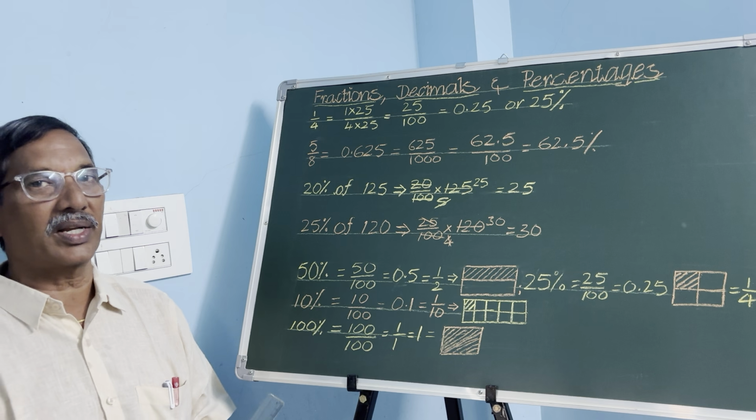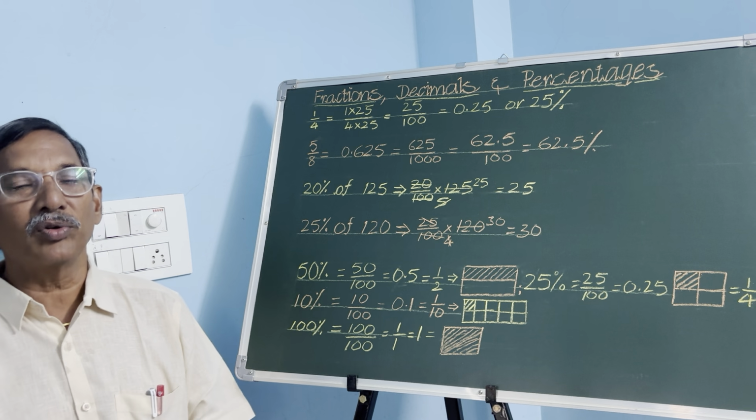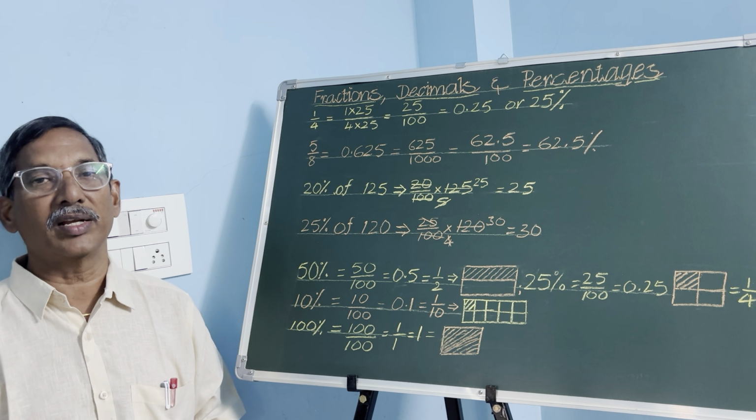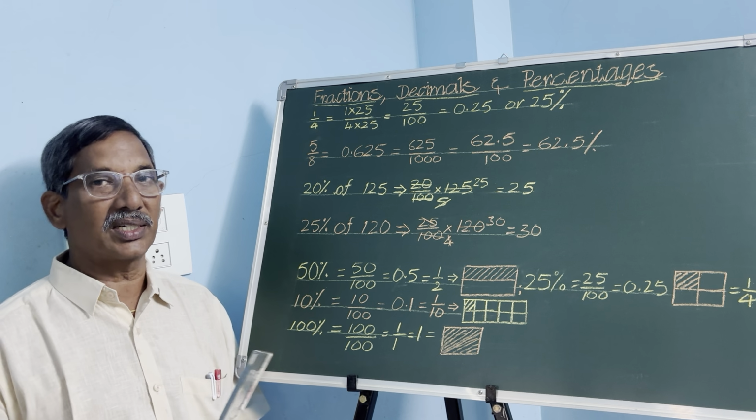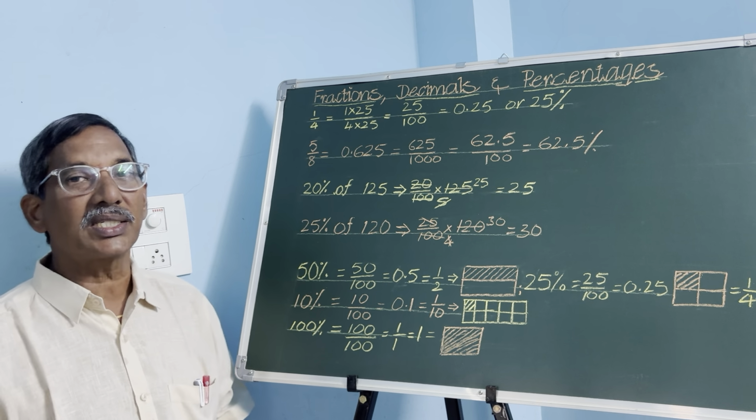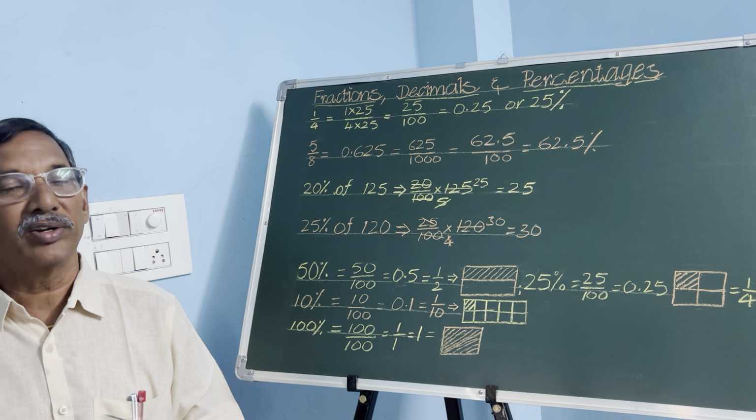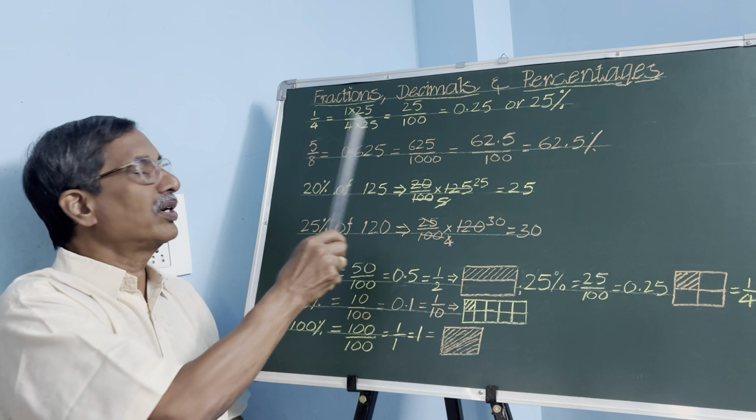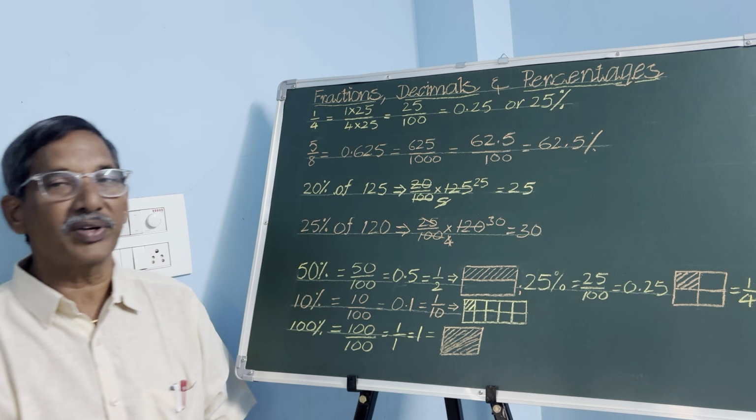Let us take for example 1/4. We know that if we multiply both the numerator and the denominator by the same number, the value of a fraction does not change. So let us multiply both the numerator and the denominator by 25. So 1 into 25 over 4 into 25. 1 into 25 is 25 and 4 into 25 is 100.